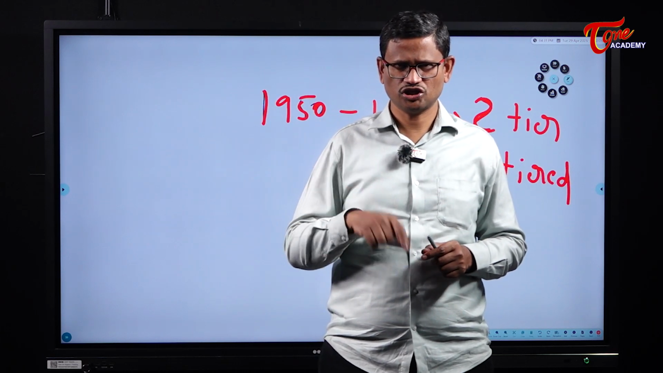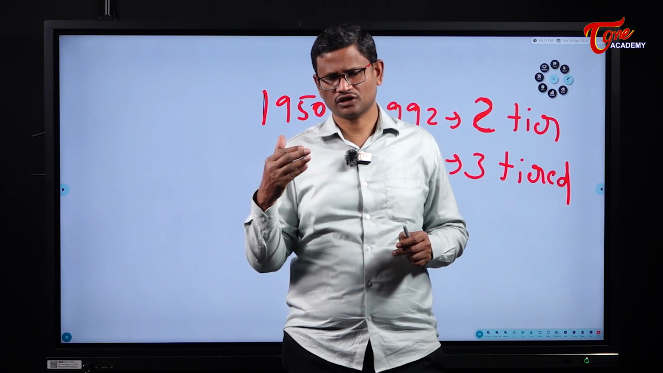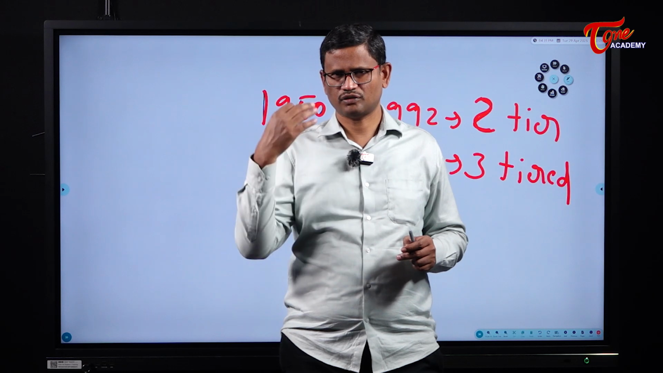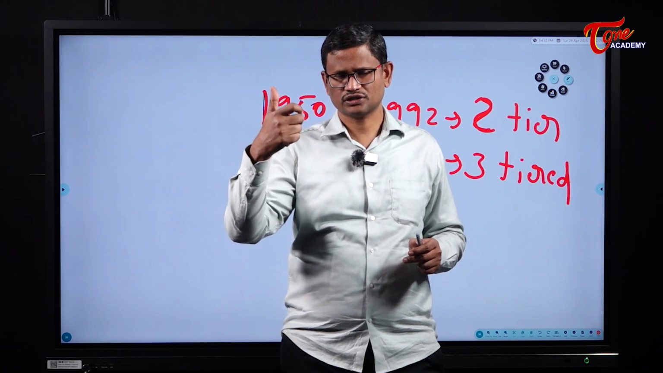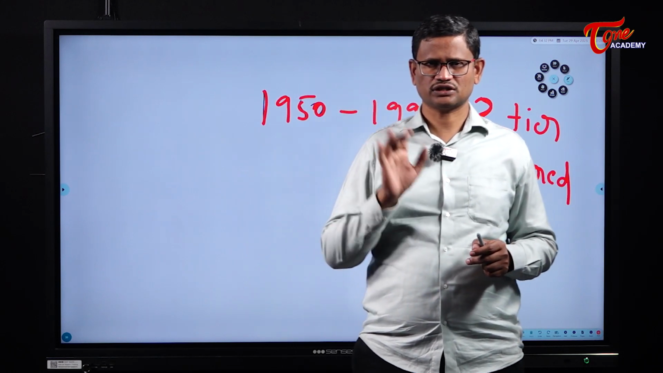We have the 7th Schedule under Article 246. The 7th Schedule of the Indian Constitution divides the powers between the center and the states in the form of three lists: union list, state list, concurrent list, and the residuary powers are with the center.